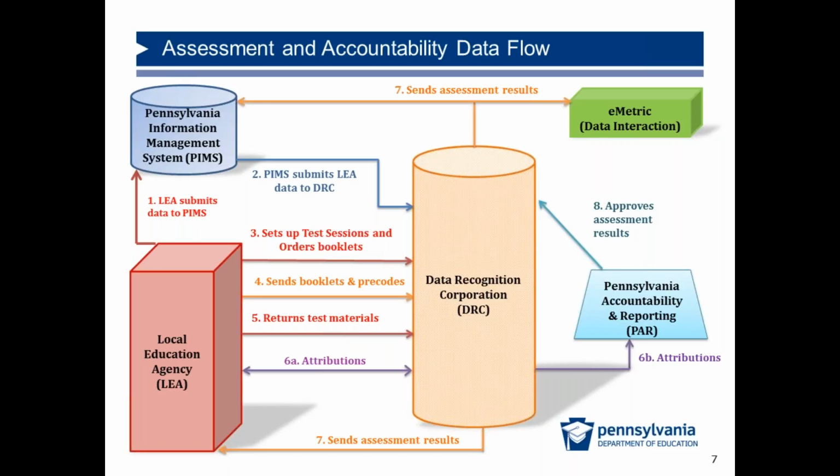DRC sends assessment data results to the LEA, to eMetric, and then also back to PIMS. So PIMS administrators should make sure that the data submitted is accurate in PIMS production and in their LEA SIS. These reports are available to LEAs, also in eMetric data interaction system and loaded into PIMS. Please note, I want to make sure that everyone understands that eMetric does not have accountability data. It only shows data by administration.